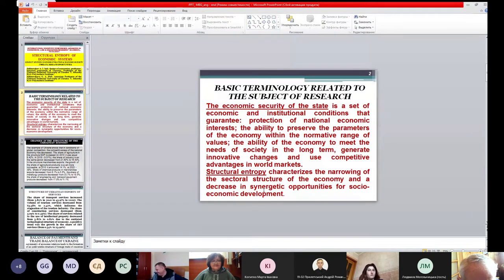Structural entropy is characterized by the narrowing of the economic structure, structural imbalance, and loss of synergetic potential. An interdisciplinary approach is most productive for this research. Transitional countries choosing the paradigm of market development, as a rule, abandon protectionism. The example of Ukraine shows that in an open economy, the real sector is losing competitiveness.